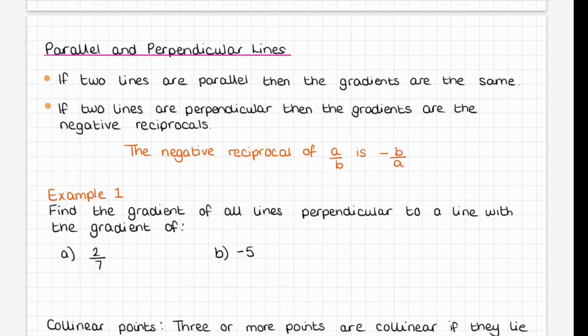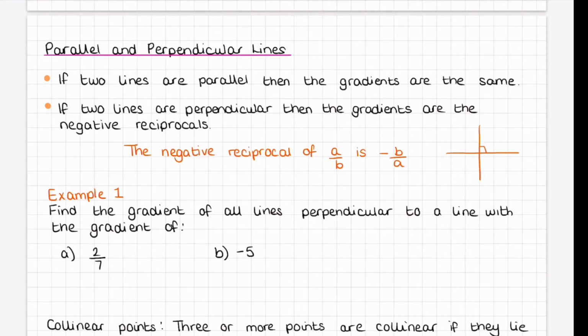So perpendicular is when two lines are at right angles to one another. So if we had a line like this, and then a line like that, where these are all right angles between them, then they're perpendicular. So if the gradient of the first one is a over b, then the gradient of the second line is negative b over a.